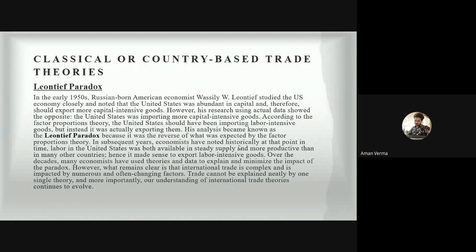In subsequent years, economists have noticed historically that at that point in time, labor in the United States was both available in steady supply and more productive than in other countries. Hence, it made sense to export labor-intensive goods. Over the decades, many economists have used theories and data to explain and minimize the impact of the paradox. However, what remains clear is that international trade is complex and is impacted by numerous and often changing factors. Trade cannot be explained neatly by one single theory, and importantly, our understanding of international trade theories continues to evolve.